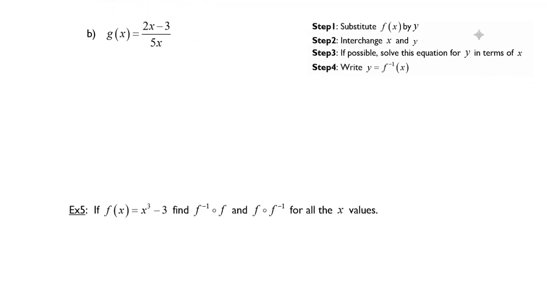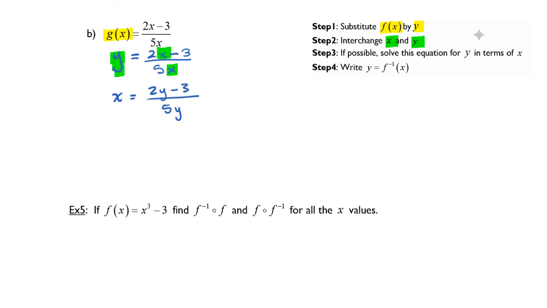Now let's look at part B. In this example, we need to find the inverse function of g of x equals 2x minus 3 over 5x. Our first step will be to substitute f of x by y. In this case, we have a g of x, so we will replace the g of x with y. Next, we will interchange x and y. So I will have x equals 2y minus 3 all over 5y.